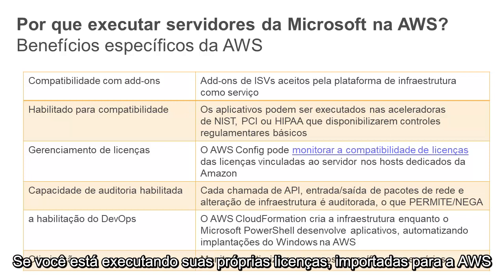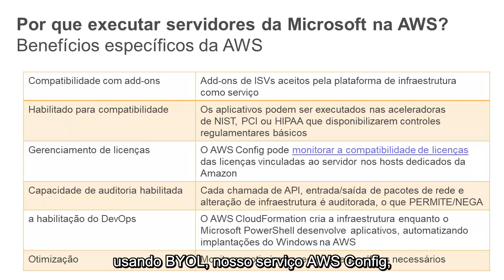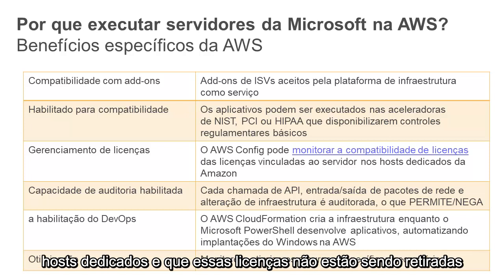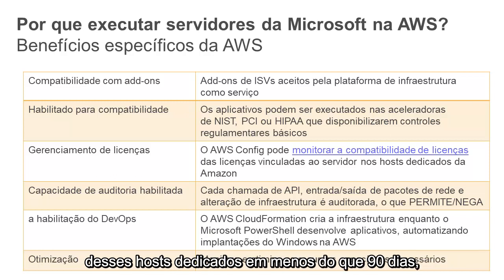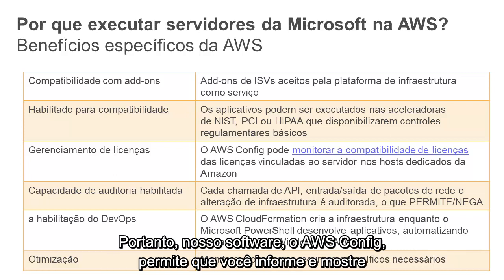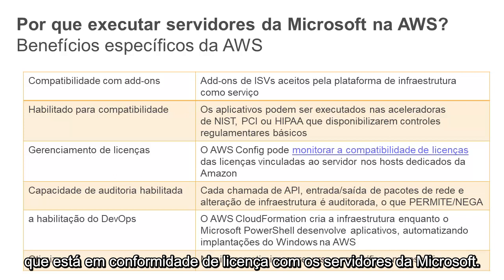If you're running your own licenses that you've used BYOL to import into AWS, then our service, AWS Config, can monitor the fact that your licenses are assigned to dedicated hosts and that those licenses aren't being moved off of those dedicated hosts in anything less than 90 days, which is a requirement of most of the Microsoft server licensing. So our software, AWS Config, will allow you to report and show that you're in license compliance with the Microsoft servers.